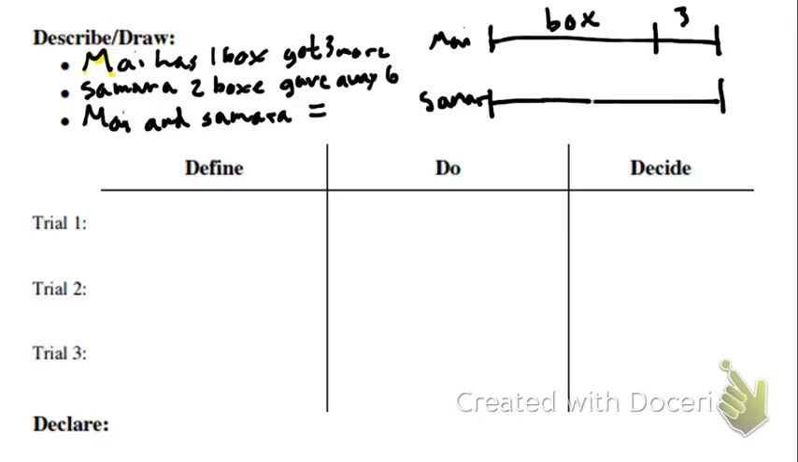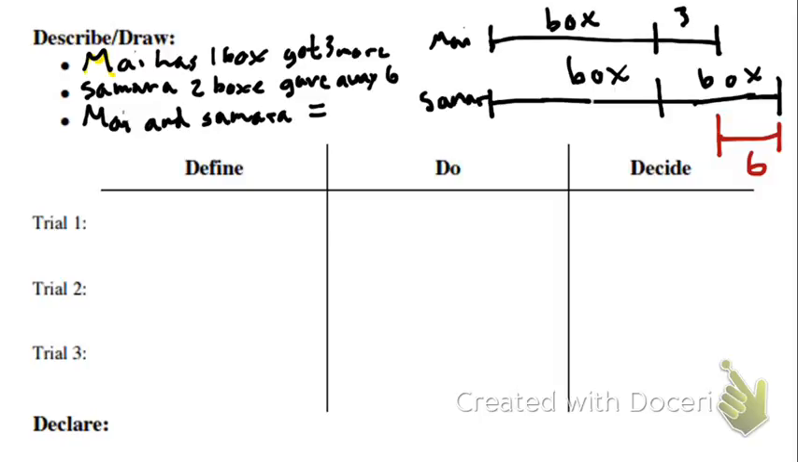So Samara had 2 boxes, so we actually need to go out here even, because we're going to do something a little bit interesting. So she had 2 boxes. There are her 2 boxes. But she gave away 6. And that put her at the same level as Mai. So there's kind of my picture for both of them.